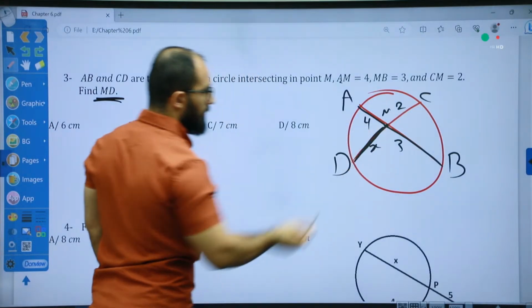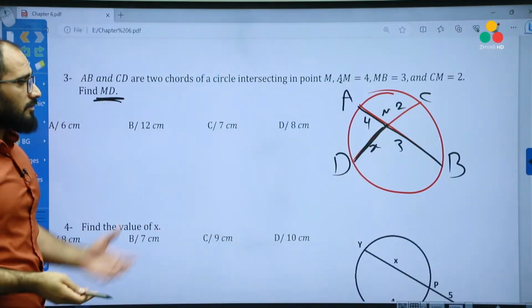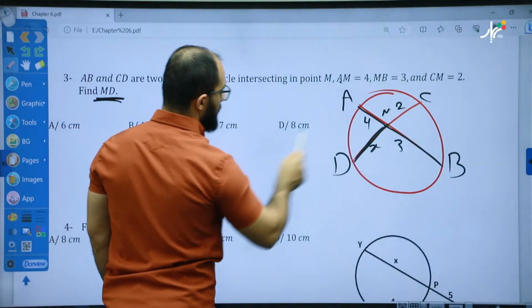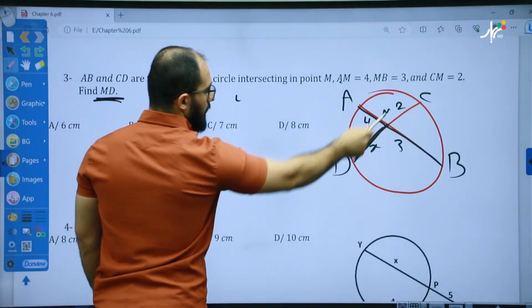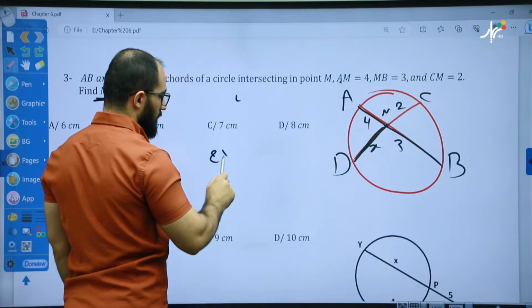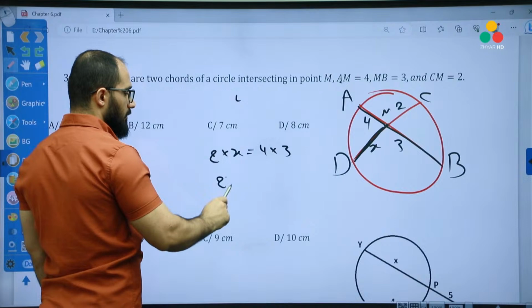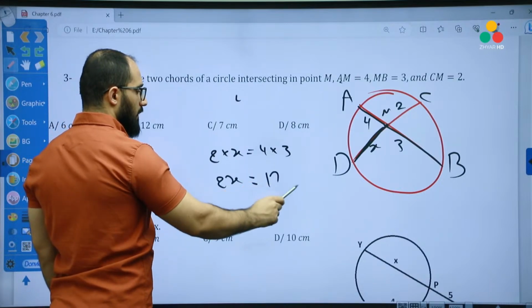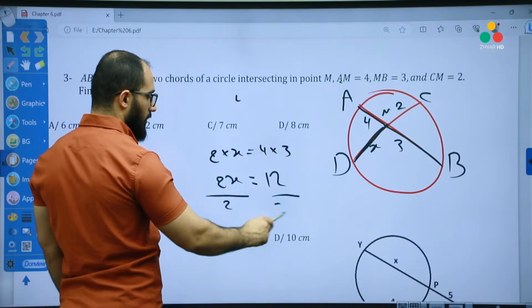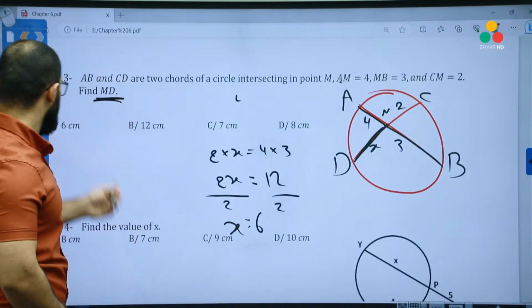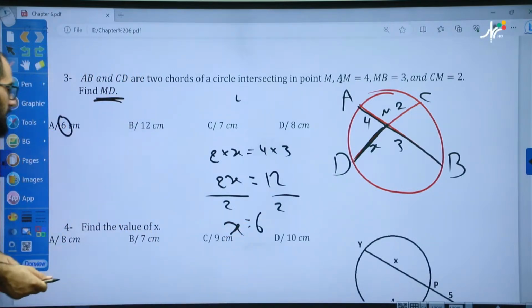Let's write X. Because it's an interior point, it's quite easy. 4 times 3, or you can say 2 times X is equal to 4 times 3. 2 times X is 2X. 4 times 3 is 12, divided by 2. X is equal to 6. So the answer is A, it is 6.